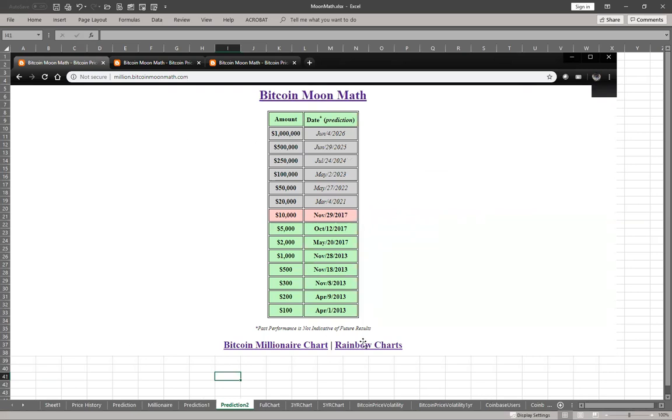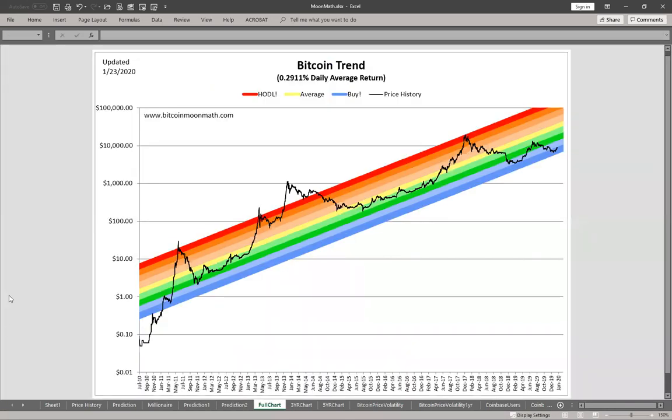If you click on the rainbow charts here, you'll see these charts that I'm getting ready to show you. This is a full chart for the entire price of Bitcoin. The yellow is the average price, which would be the trend line on a logarithmic scale. You can see the prices here go from $1.10, with zeros added at each level, and then this is the months through January of 2020.